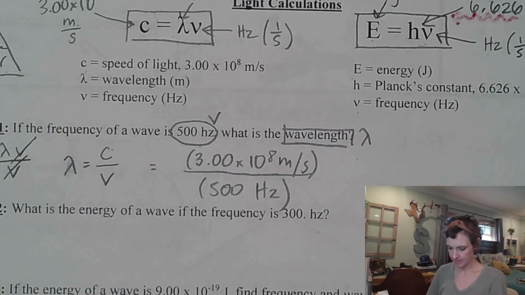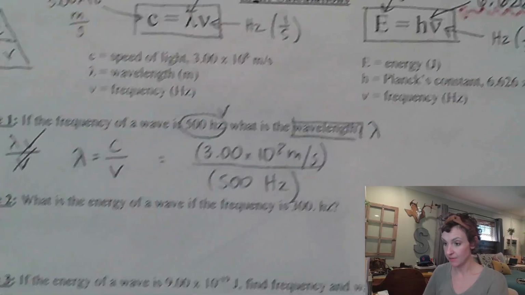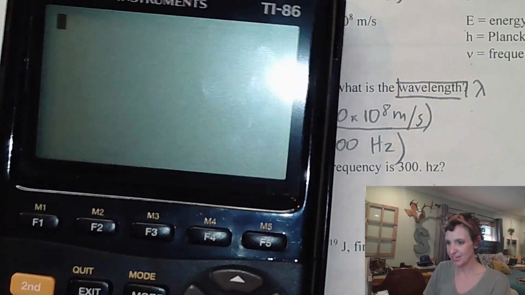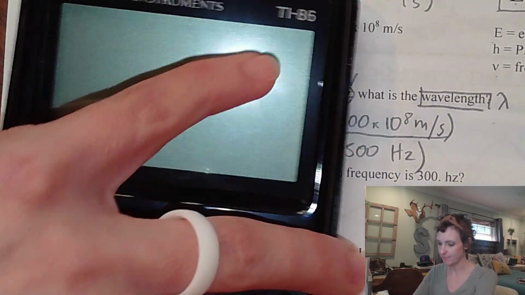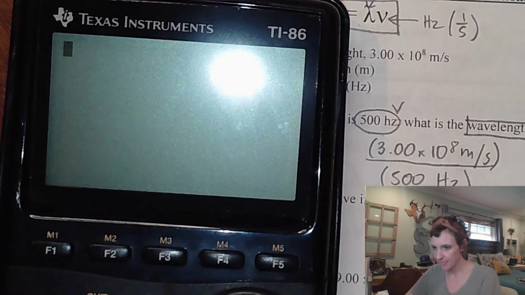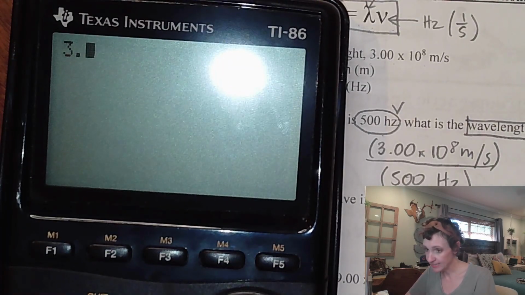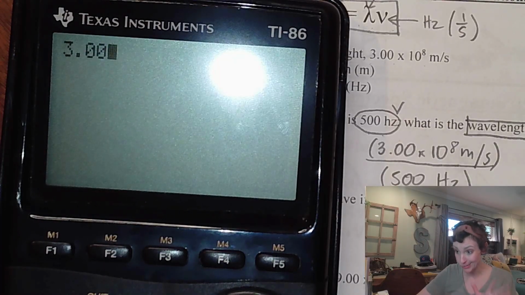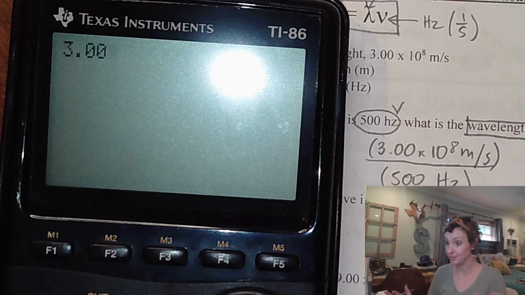I grabbed my old calculator, so do not laugh at me. We got scientific notation numbers, so do not forget that that E button exists for you, right? So I got 3.00. You do not have to write the 0.00 because that is a 3 times 10 to the 8th, but I'm writing it this way this first time just so you guys do not freak out and be like, why does my thing that I'm writing look different than yours?